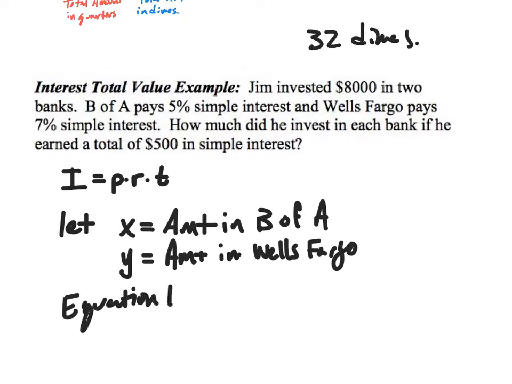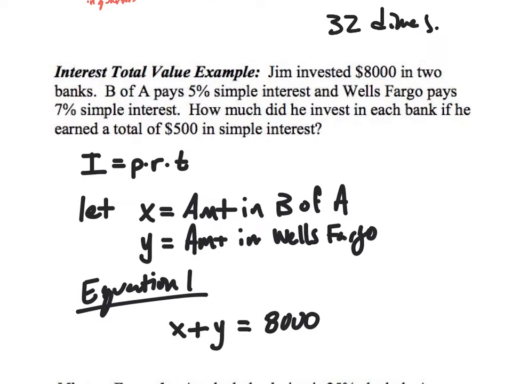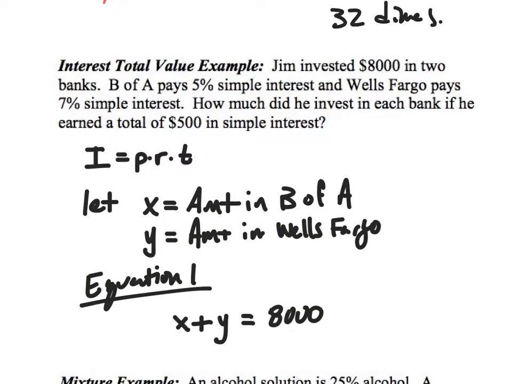This is how I always write my equations. If I take the amount that I invested into Bank of America, X, and add that to the amount that I invested into Wells Fargo, Y, then that's going to equal a total of $8,000. Now here's where this part gets a little tricky, because we didn't say anything about the time frame of this, so we'll just consider it to be 1.